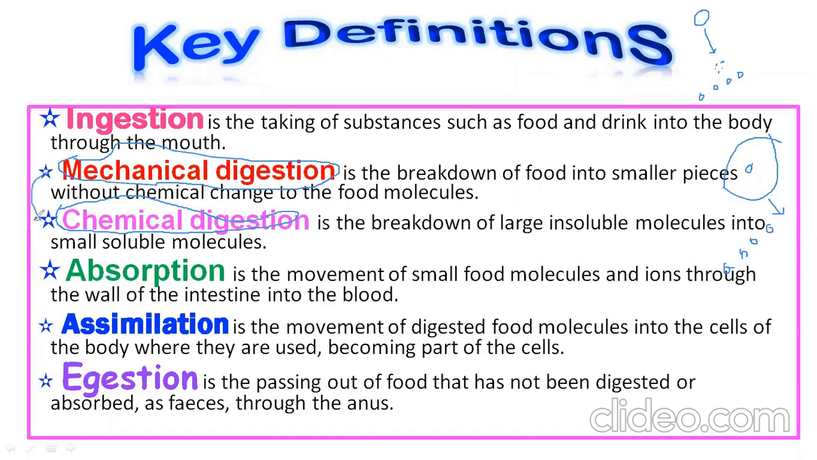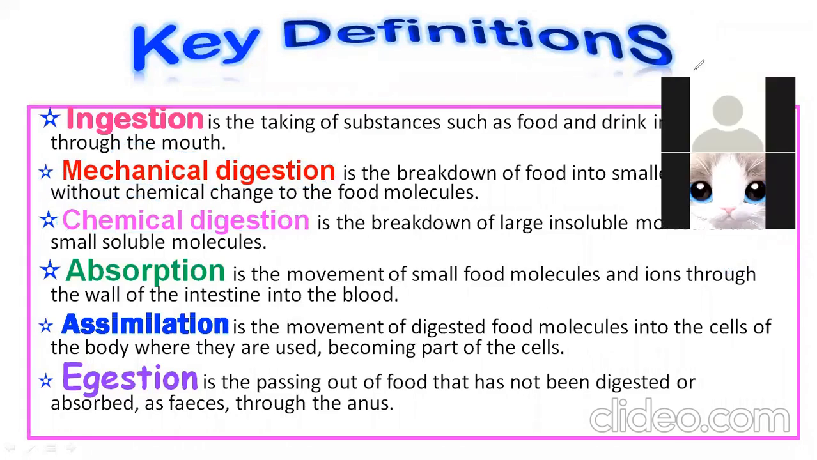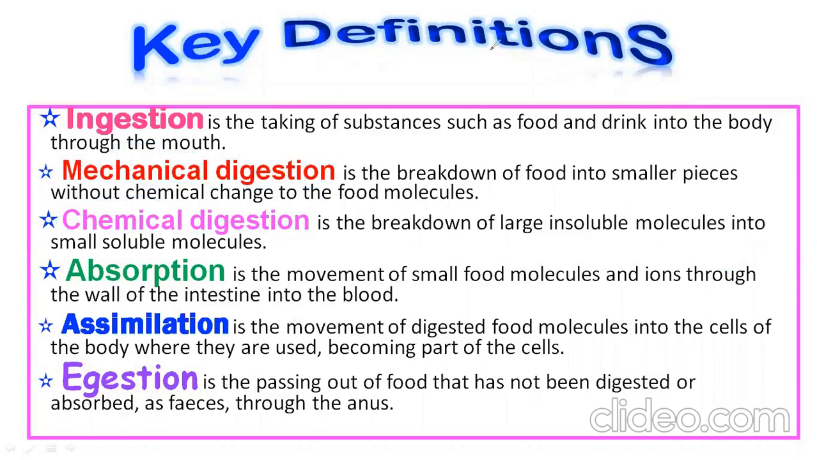Then chemical digestion will start, and chemical digestion is the breakdown of large insoluble molecules into small soluble molecules. For example, if your food contains starch, starch will convert into what? Starch will convert into maltose. By which enzyme? It will convert into maltose by a special enzyme. That enzyme is amylase. So starch will convert into maltose by a special enzyme called what?